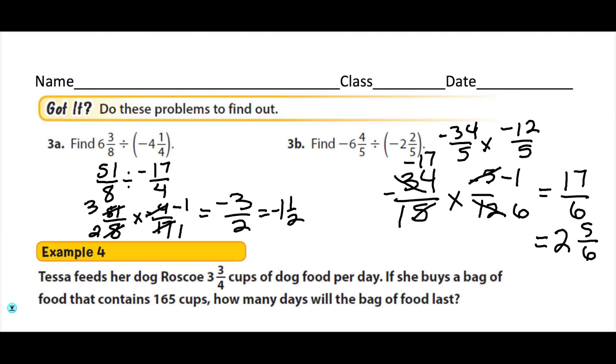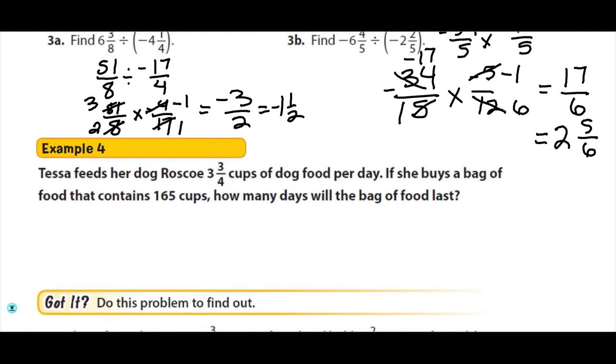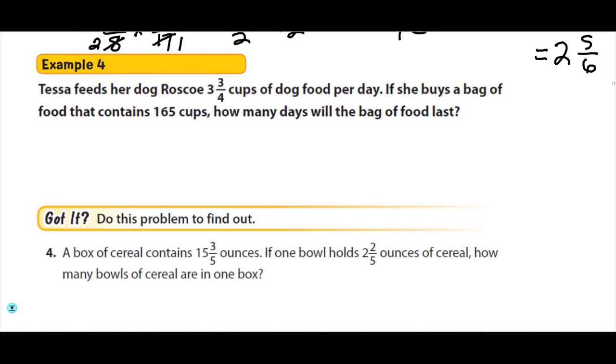All right, let's go to example 4. It says Tessa feeds her dog, Roscoe, 3 3/4 cups of dog food per day. If she buys a bag of food that contains 165 cups, how many days will the bag of food last?